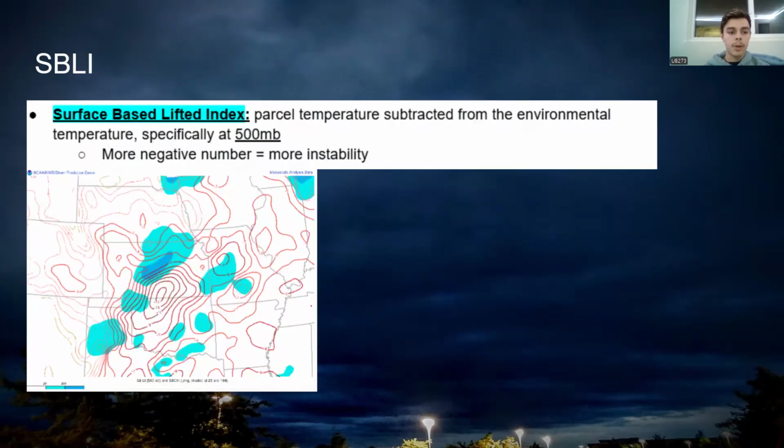Then we have another way to measure instability, aside from looking at CAPE and CIN, which is the surface-based lifted index. It's the parcel temperature subtracted from the environmental temperature, specifically at 500 millibars. The more negative the number, the more instability.